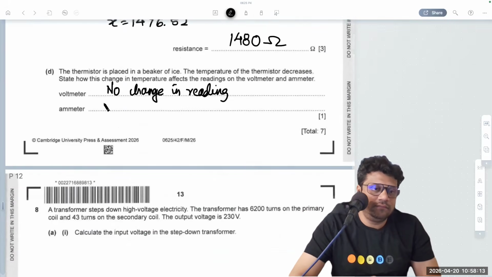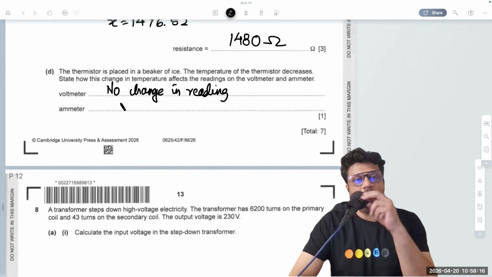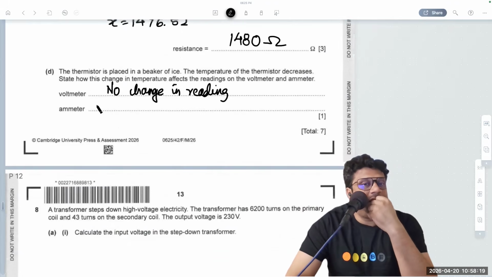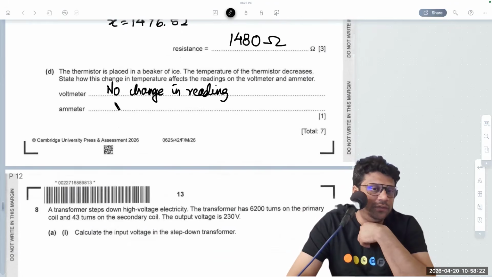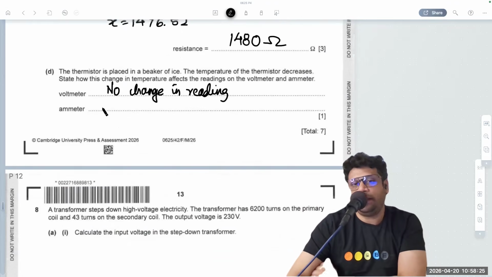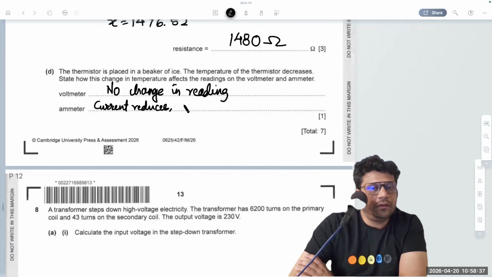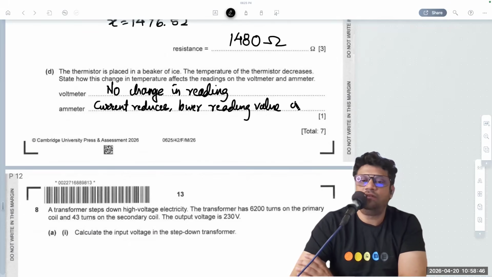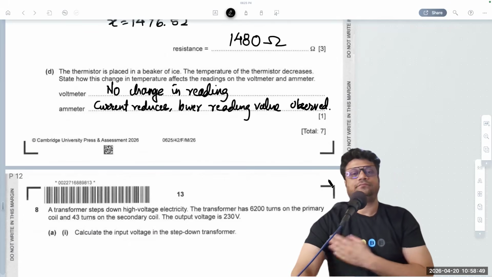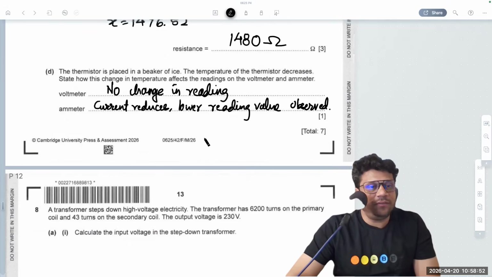So the current, and by the way, they are supposed to tell you how it affects the readings. So the reading is what you're going to tell them about. So the current reduces. So lower reading value observed is how I would want it to be. They didn't ask me to explain, only state.